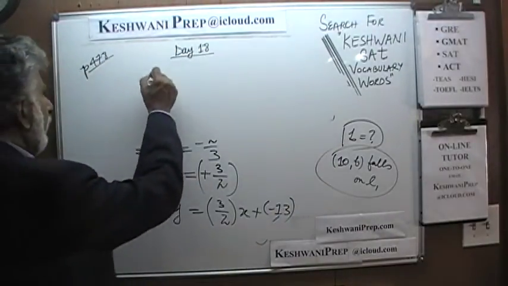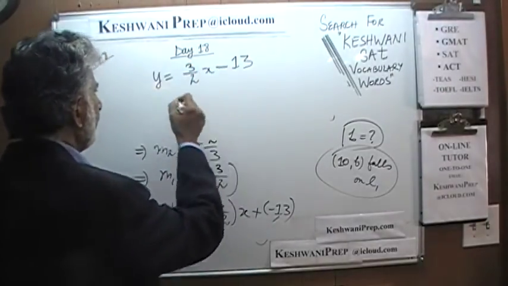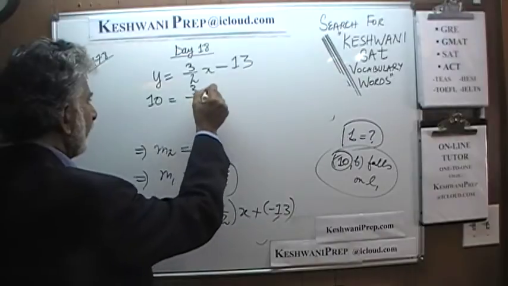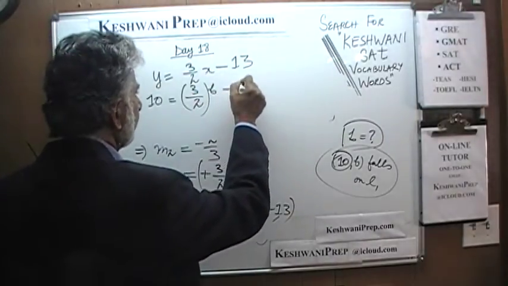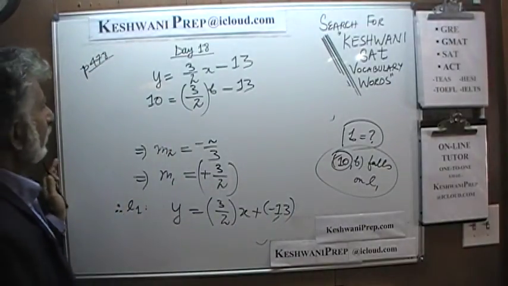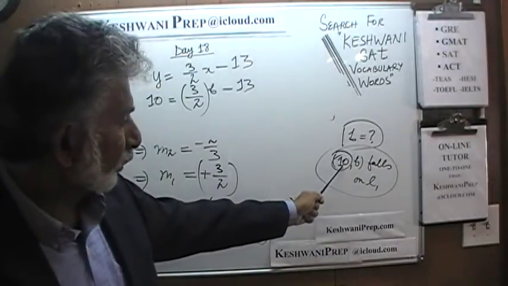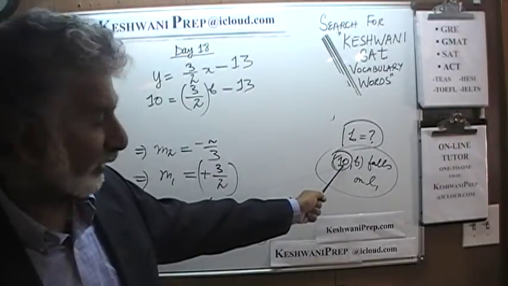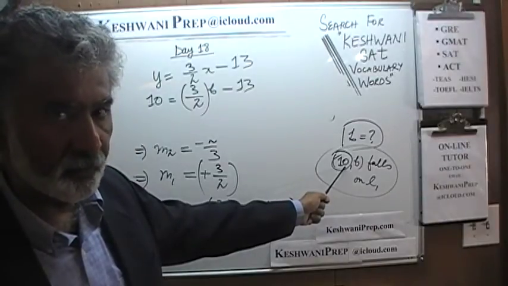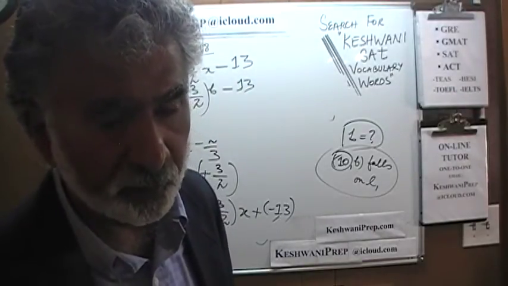So let's do that. y is equal to 3/2 x minus 13. And y is 10, equals 3/2 b minus 13. I messed it up. We are solving for b, that is correct, but I messed it up in my haste, in my lack of concentration. 10 is the x coordinate. Make sure you pay attention in the exam. Don't go around doing stupid things that I do.